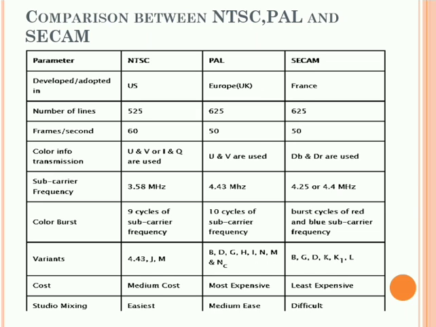Then we have different color subcarrier frequencies. The subcarrier frequency for the NTSC system is 3.579545 MHz. For the PAL system it is 4.43361875 MHz, and for the SECAM system it is 4.43375 MHz. The chrominance signal in the case of NTSC is a suppressed carrier, that is QAM. It is the same for the PAL system, but for the SECAM system it is a frequency modulated signal.